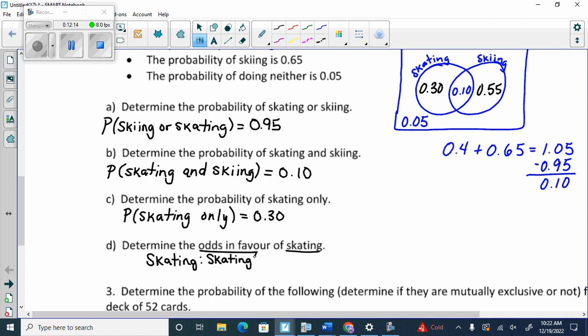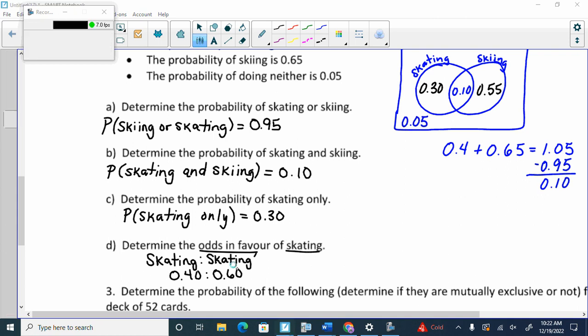The great thing about odds when you have a probability Venn is once you have skating, the other part is literally just what adds up to 1. So how many are in the skating circle? 0.40. And how many are in not skating? 0.60, because these need to add up to what? 1.